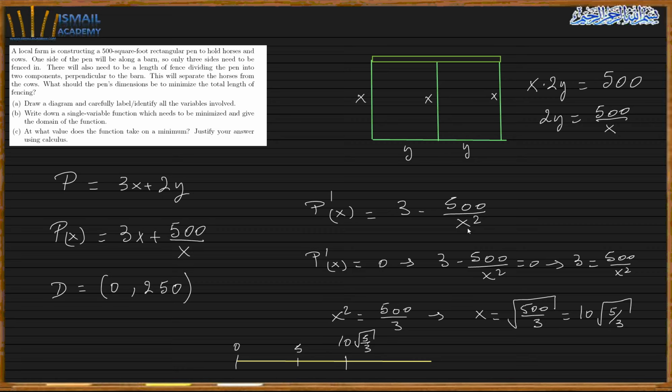If I pick 5 here, I get 25. 500 divided by 25 is 20. So 3 minus 20 is negative. That means the sign will be negative and here will be positive. So which means decrease and increase. That means this, you see, is the minimum. So this value is the minimum they look for.